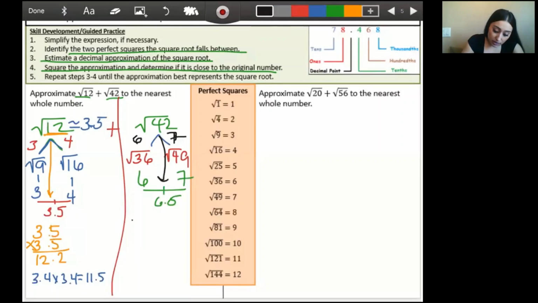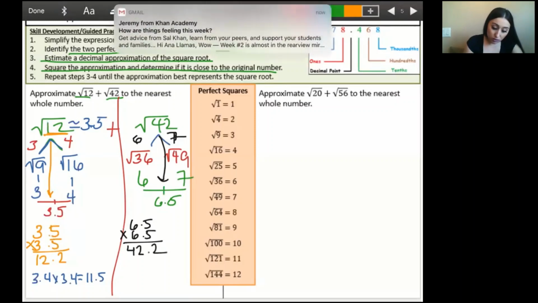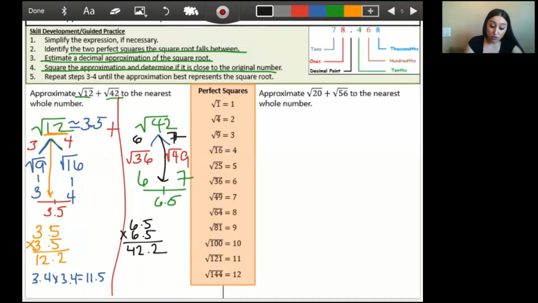So let's try 6.5 times 6.5. That leaves me with 42.2. That's actually really close to the original number of 42. So I'm going to say my approximation for the square root of 42 is about 6.5.